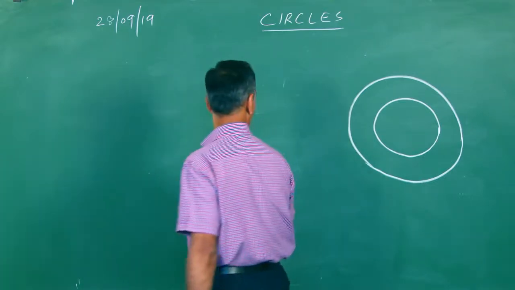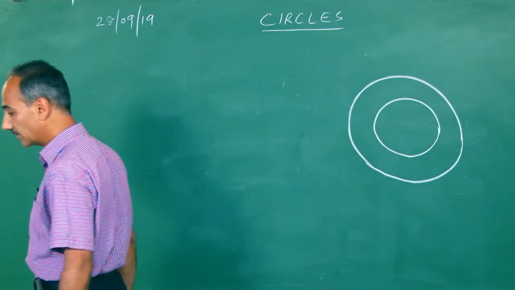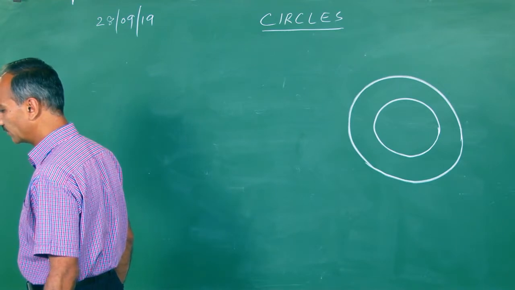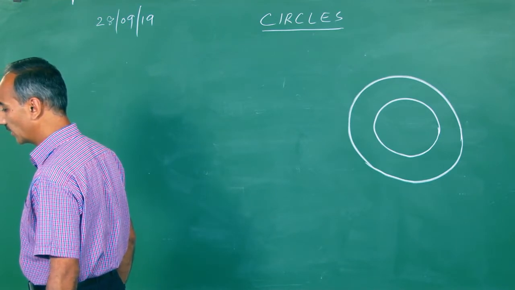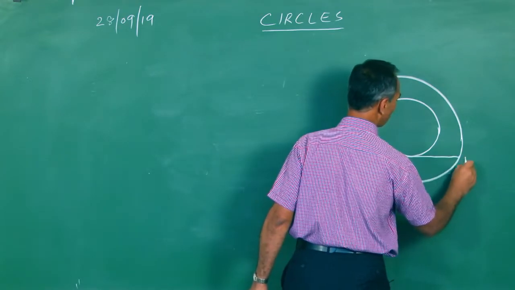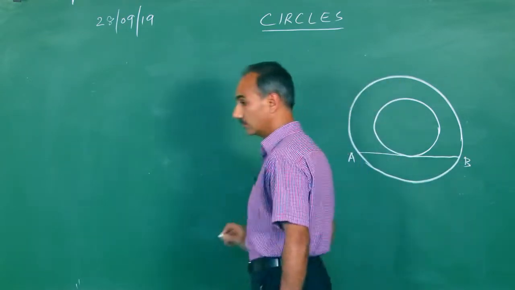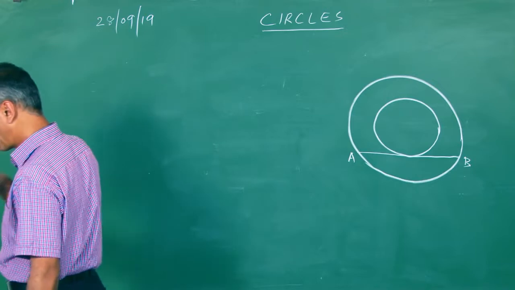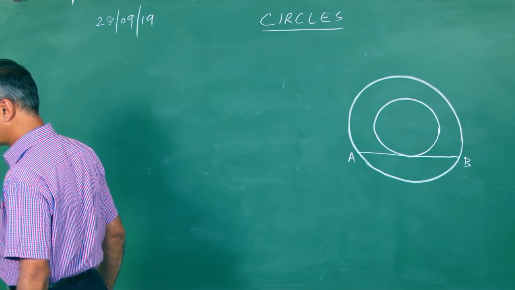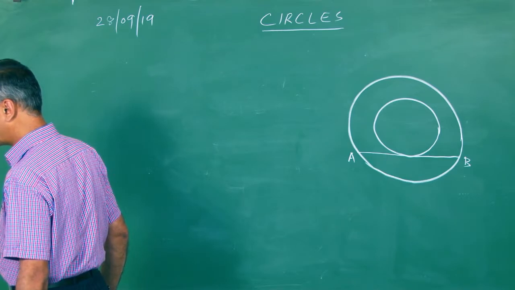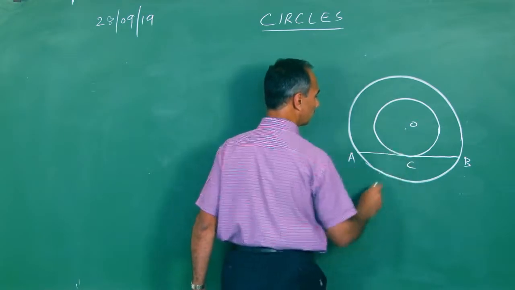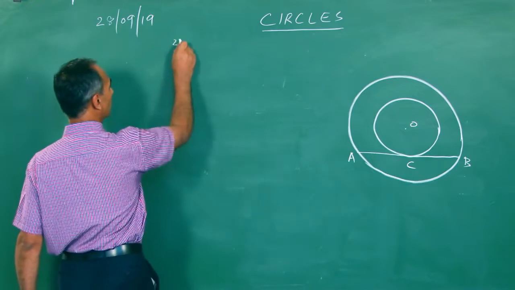Now for these two concentric circles, AB is a chord of the larger circle, touching the smaller circle. AB is a chord of the larger circle and it's a tangent of the smaller circle. So I have to show that AC is equal to BC. This is question number 2.